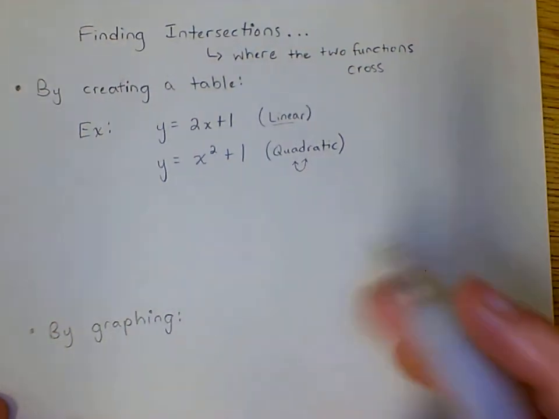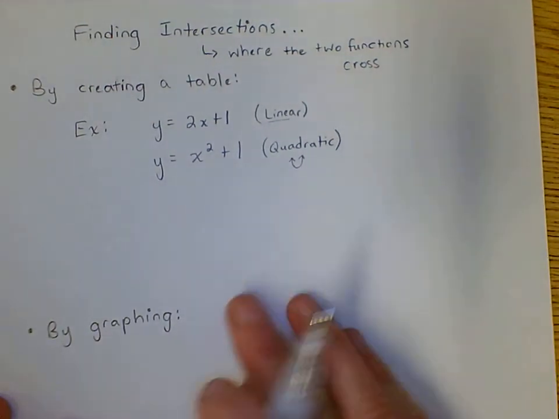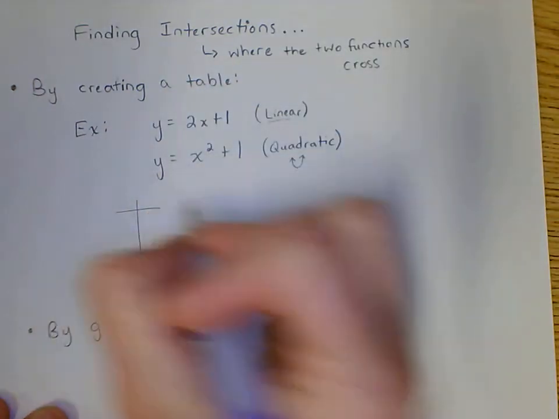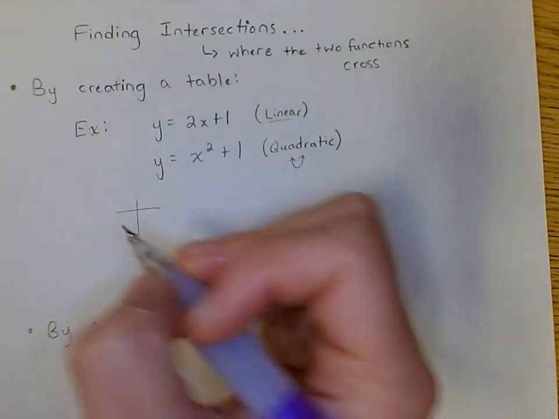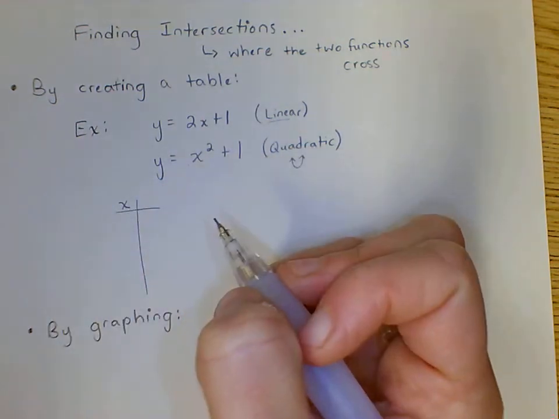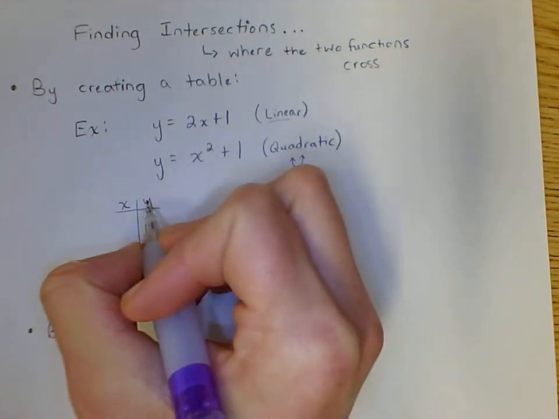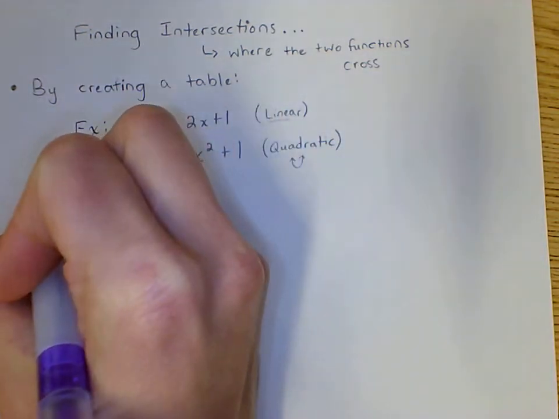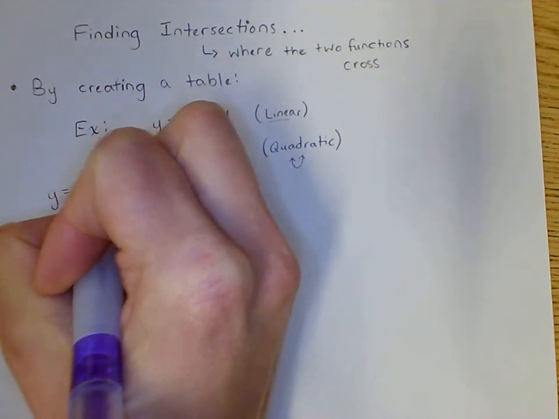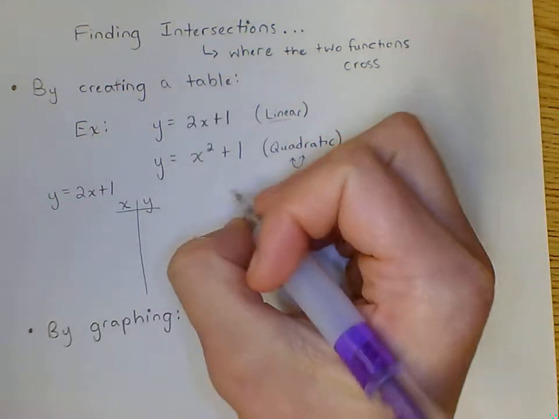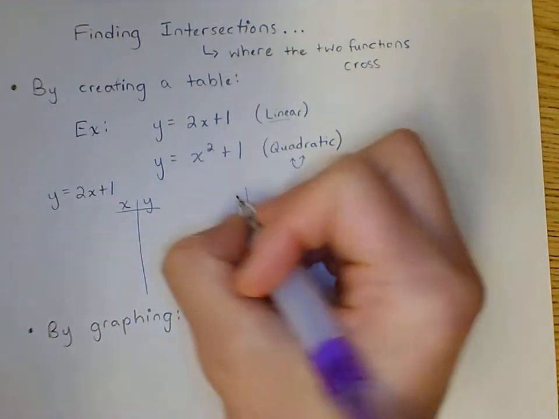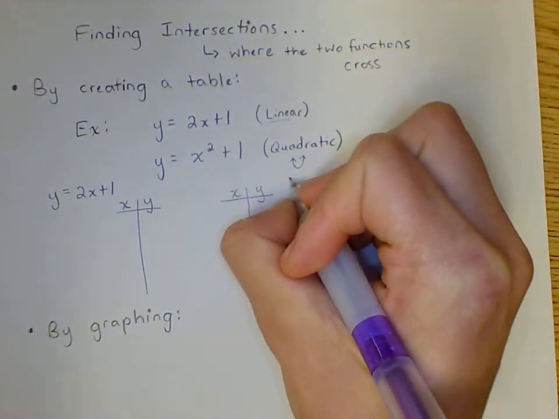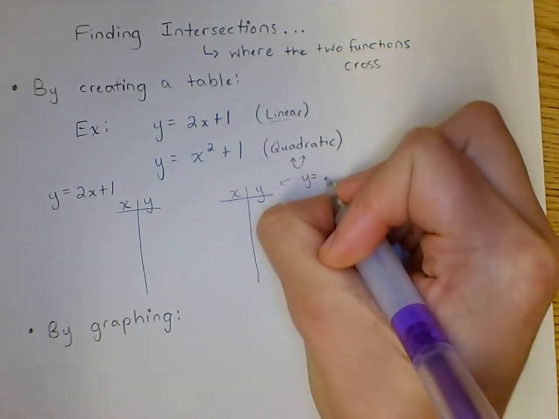So what would happen if you make a table? Remember, when you make a table of values, you're going to choose x values to plug into the equation. When you plug them in and simplify, you'll get the y values. We're going to make a table to represent our linear function, which is y equals 2x plus 1, and then another table for our quadratic function. And then we're going to see what coordinates they have in common.